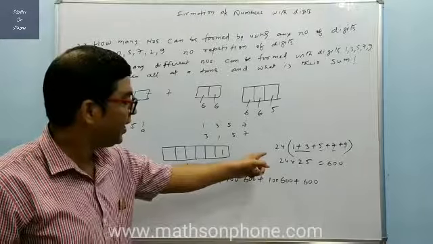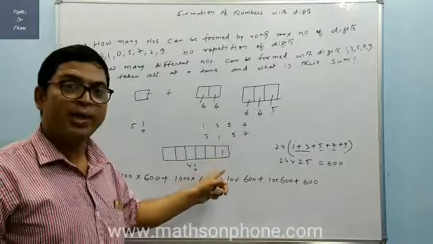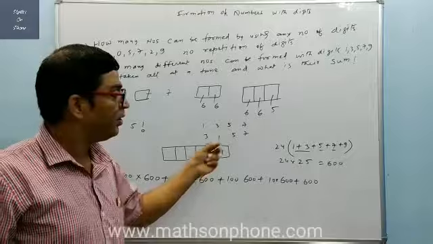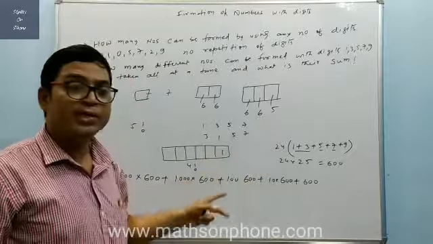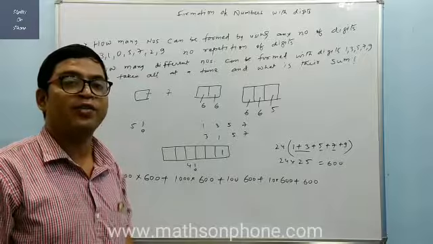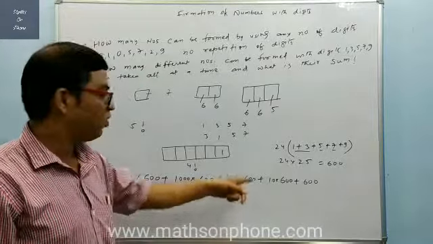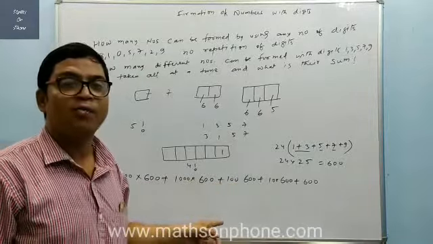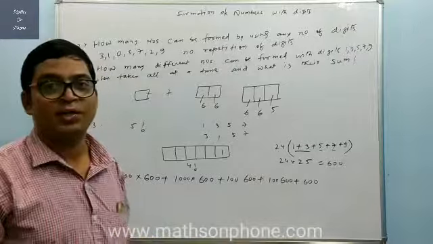So follow this technique. How many times 1 is coming, how many times other digits are coming at unit place, and then find the sum of all the digits at unit place, and just follow this process. You will get the sum of all the numbers.